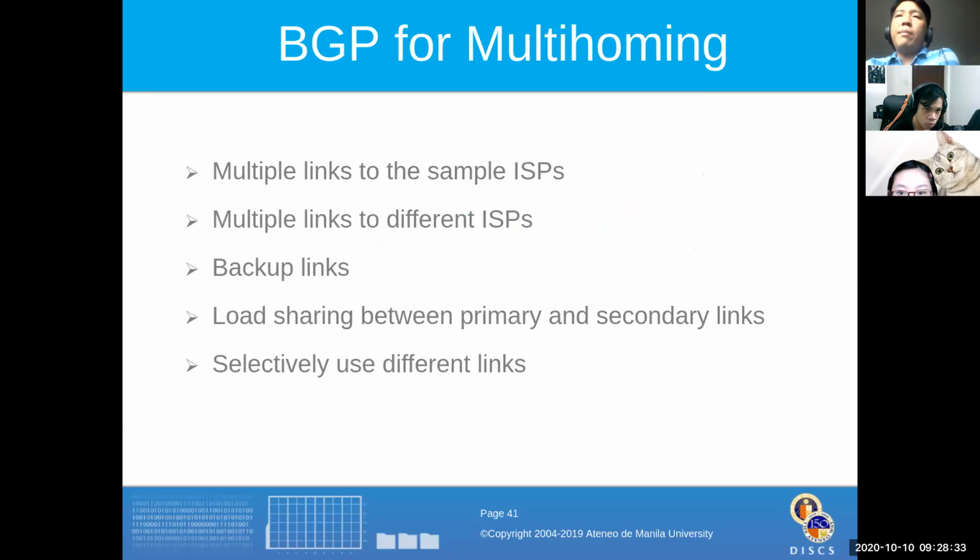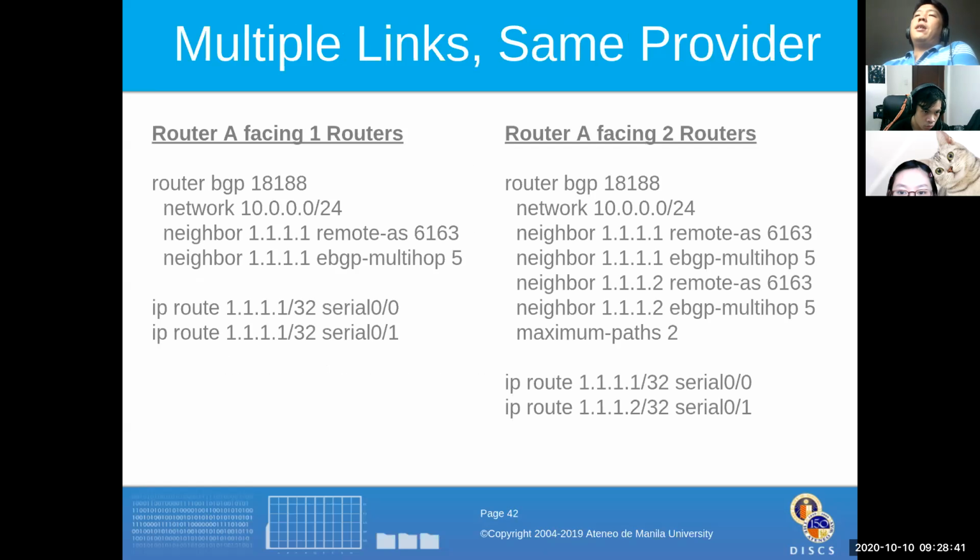And you can load share between primary and secondary links, or you can differentiate, like the slide I showed a while ago, where you can select traffic to go from one ISP or another. For that example, you can use, for example, multiple links, same provider. This is router A facing one router and router B, router A facing two routers. These are the same examples. So, multiple links, same provider.